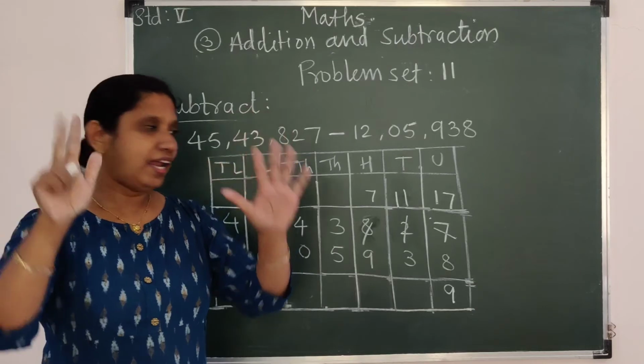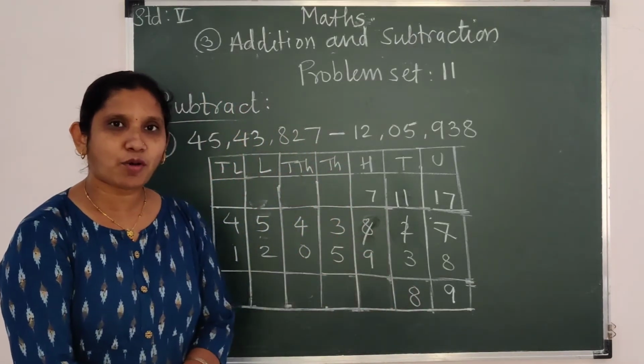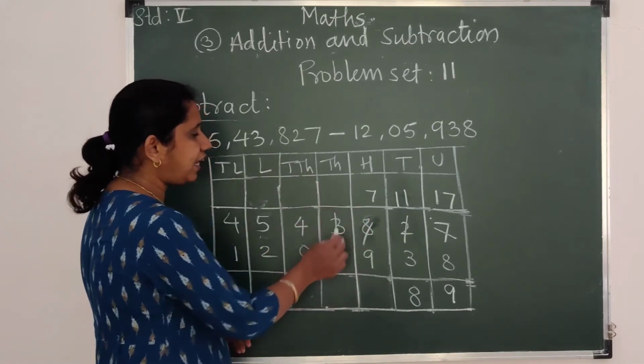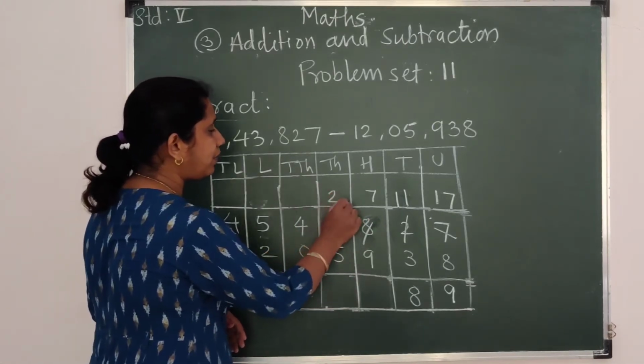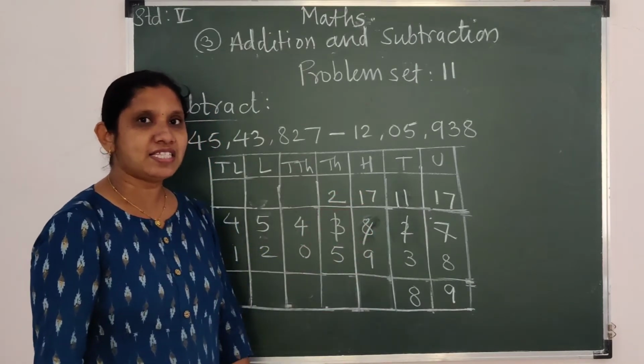These fingers are 8. So, our answer is 8. Now, 7 minus 9, is it possible? No. Go to the thousands place. Cancel 3. 3 minus 1 will remain 2. This number becomes 17. 17 minus 9.